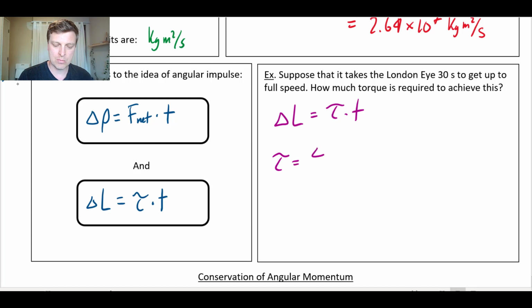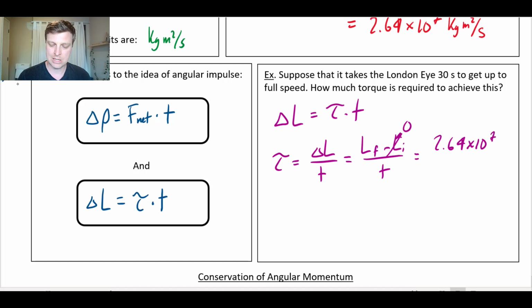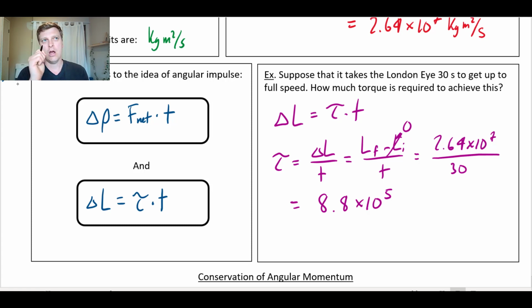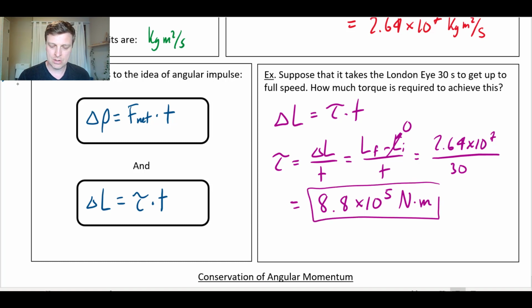So the torque required would be the change in angular momentum divided by the time, which would just be L final minus L initial over time. And the initial angular momentum is 0 because it's at rest. So using my answer from the last question, 2.64 times 10 to the 7 divided by 30 seconds, gives me a torque of about 8.8 times 10 to the 5. And remember, the units for torque are Newton meters, right? So newtons times meters. And again, that's a pretty large amount of torque, but then again, this is a big massive structure, so it's going to require a great big motor to get it spinning and all that stuff.